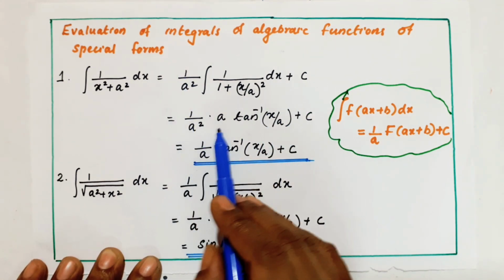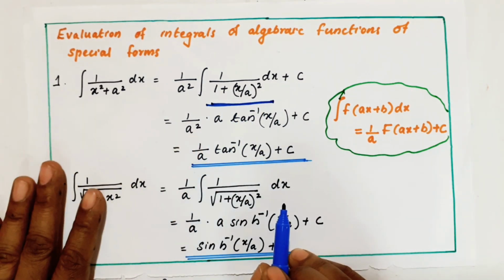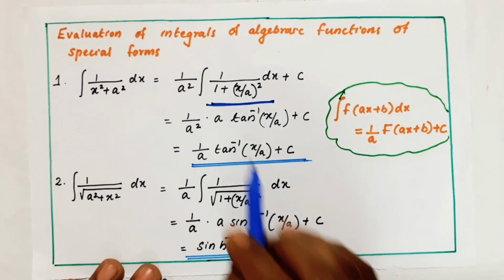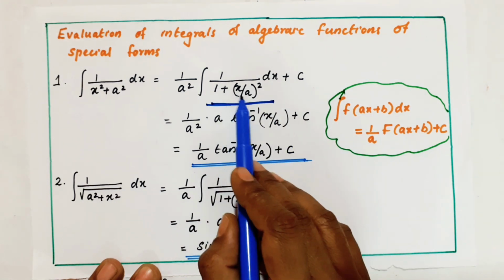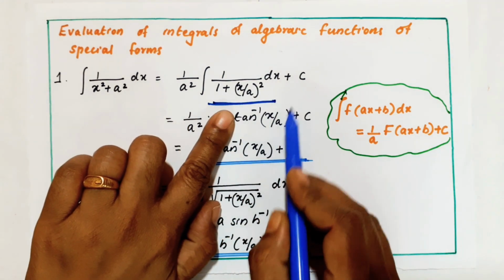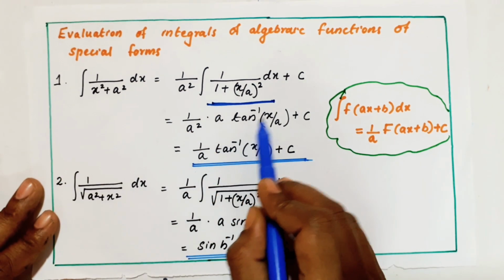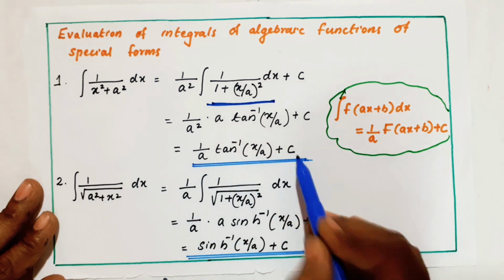That is 1 by a square into this, and this is our standard formula. Just now we have written the standard formula. We can write this in the form of integral of 1 by 1 plus x square is tan inverse x. So here the coefficient is 1 by a, so we can write tan inverse x by a divided by 1 by a. That a will go up, that is a into tan inverse x by a plus c. A gets cancelled. So 1 by a tan inverse x by a plus c.